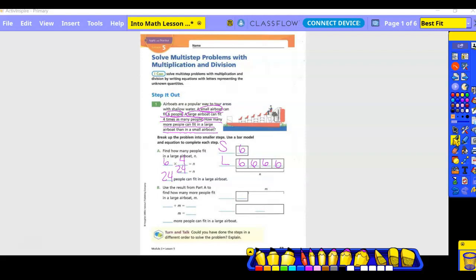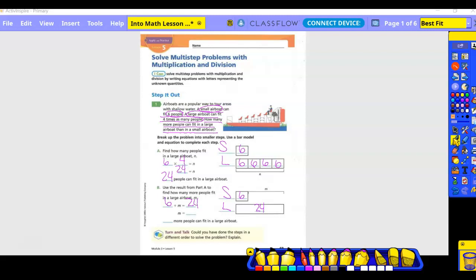All right. Use the result from part A to find how many more people fit in the large airboat. So how many are in the small? So small would go here, right? Large would go here. How many is in the small? 6. How many are in the large? 24. So we know 6 plus m equals 24.